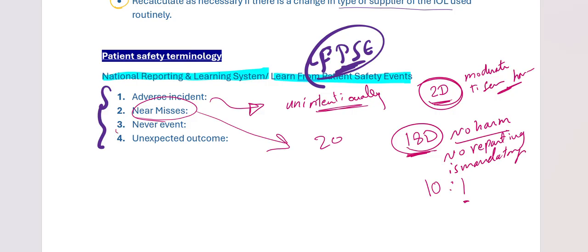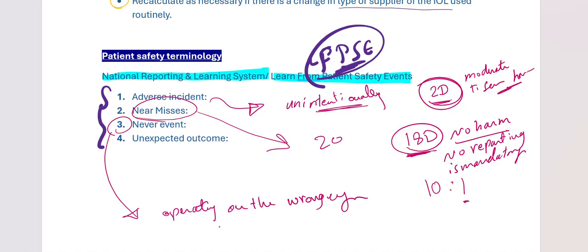A never event is something that should never happen. This is a list on the NHS website, and it's like implanting the lens for the right eye in the left eye, or operating on the wrong eye with resultant implantation of the wrong lens. This is something that should never happen, and it is mandatory to report and should be investigated.